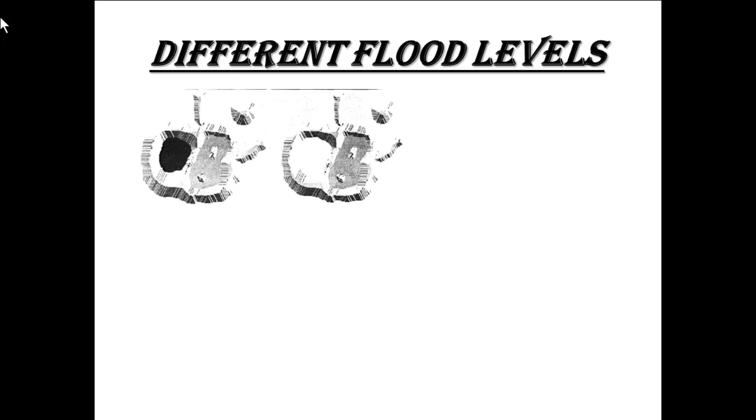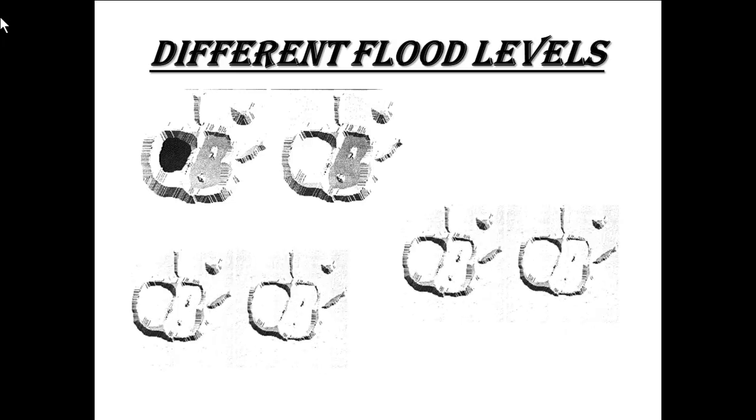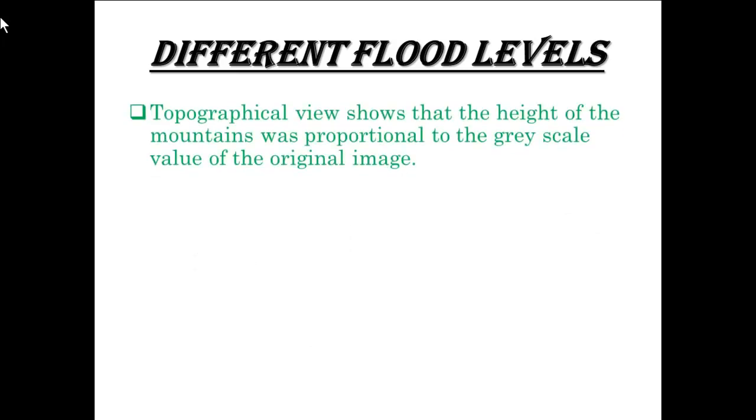Here are some pictures in which you can see how we treated them with the watershed technique. And finally, in the third image, we got watershed lines of different flood levels. The topographical view shows that the height of mountains is proportional to the grayscale value of the original image.